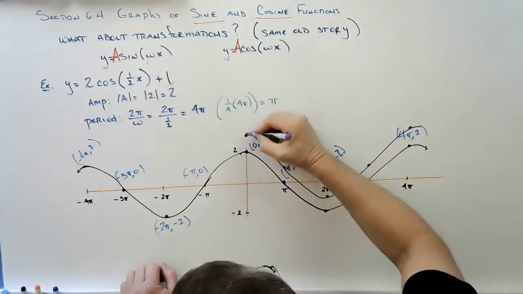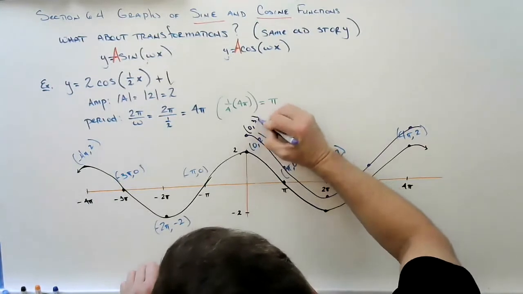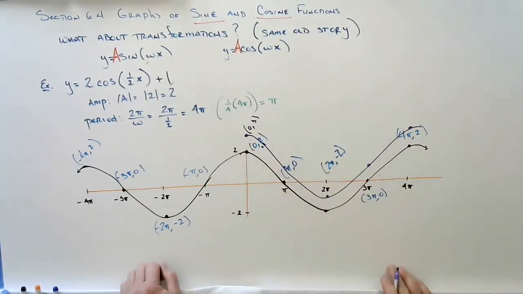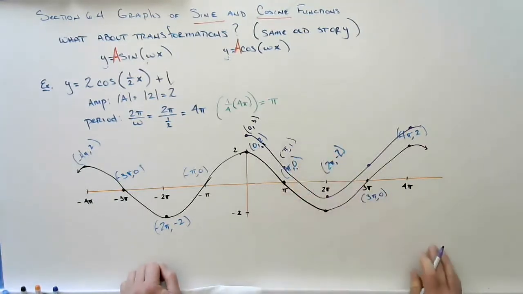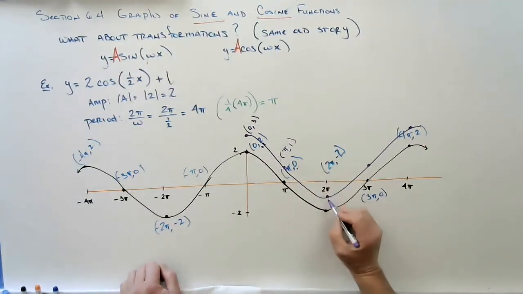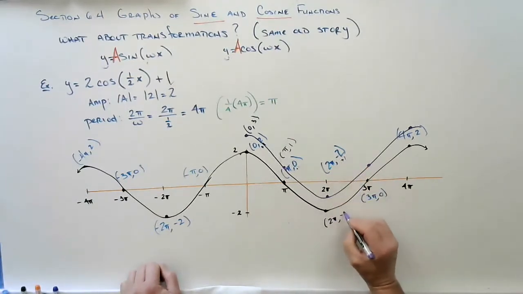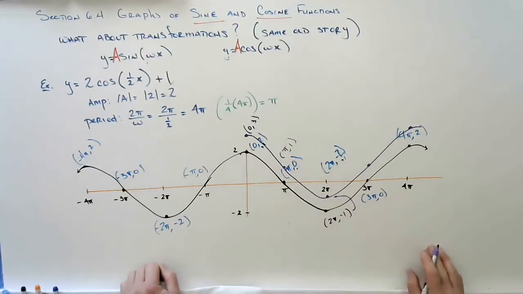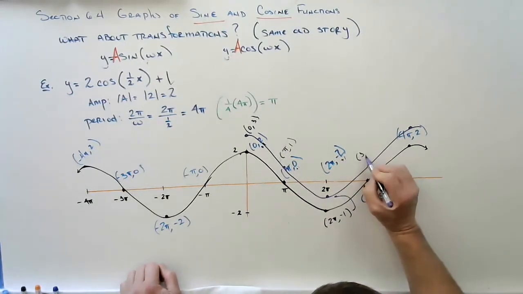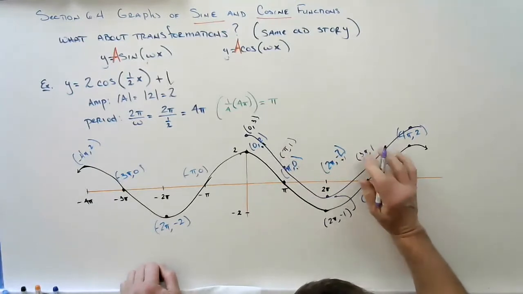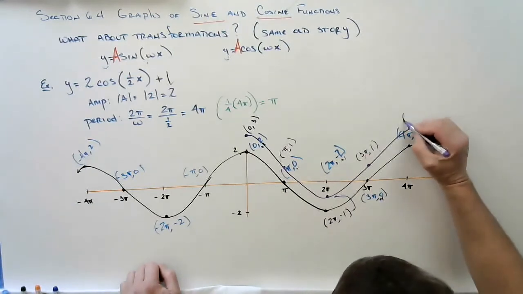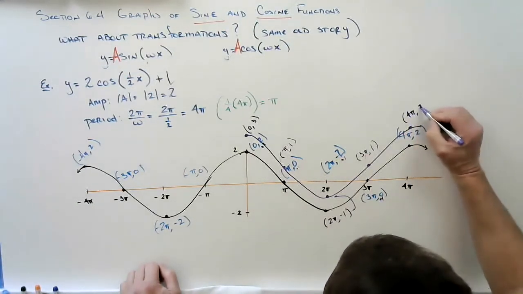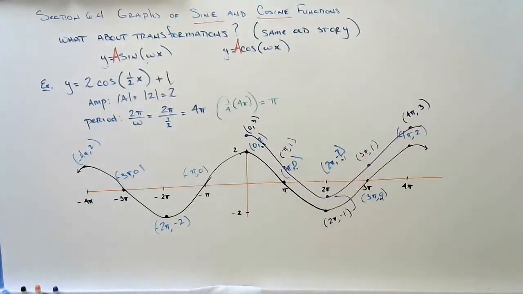Now you label these points, right? You know that that is 0, 3. Why is it 3? Well, because we went up 1. This is going to go up 1, so that's going to be pi, 1. This is going to go up 1, so that's going to be 2 pi, negative 1. This is going to go up 1, so that's going to be 3 pi, 1, because we went up 1. This goes up 1, so that's going to be 4 pi, 3.